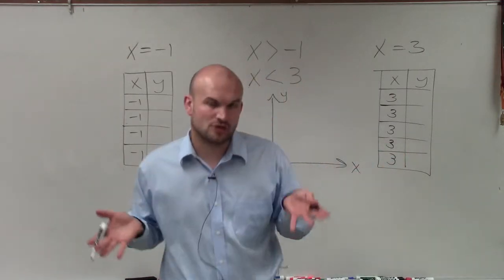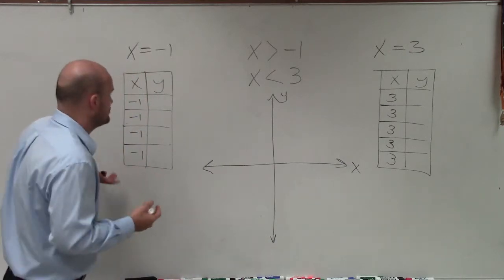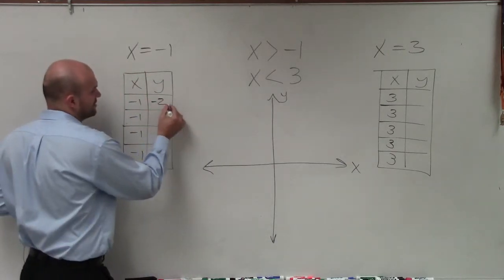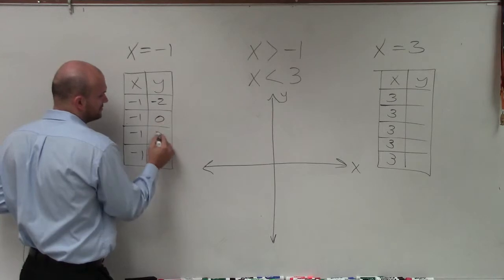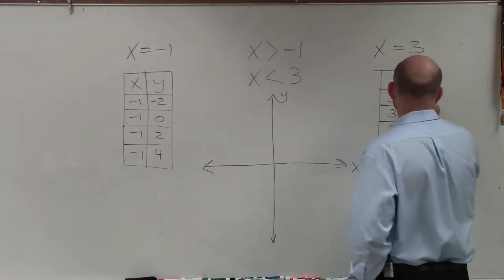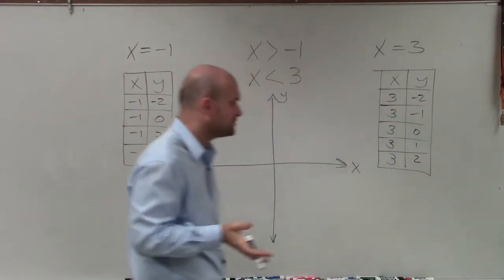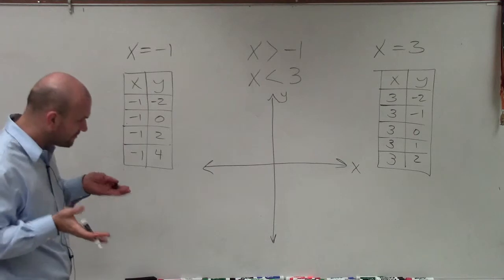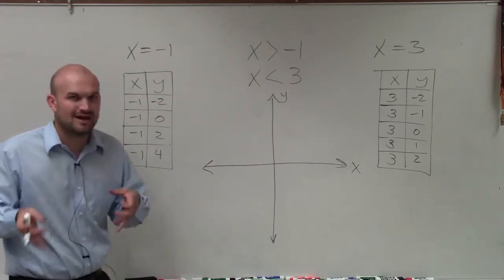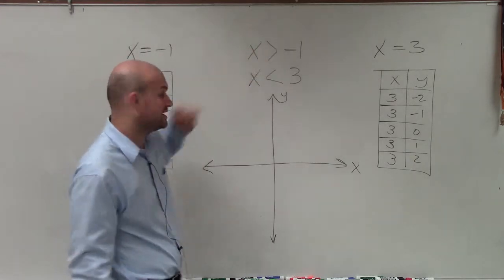Now, just like we chose arbitrary values for x, now we can choose arbitrary values for y. Let's do -2, 0, 2, 4. Let's do -2, -1, 0, 1, and 2. It doesn't really matter what values you choose for y because as you graph this, I'm going to graph these as coordinate points so you can see what the line looks like, because we do need to make sure we include the inequality.